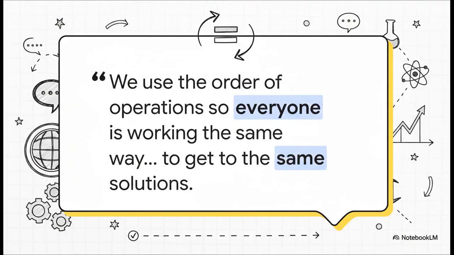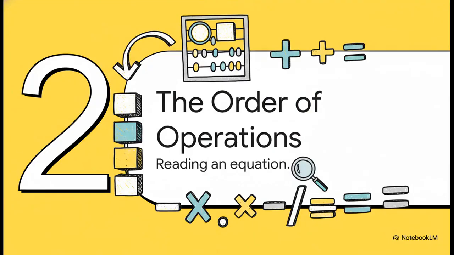And this quote from Math with Mr. J just hits the nail on the head. The goal is super simple. Get everyone on the same page. It's a universal standard that cuts through all the confusion, and that allows for real collaboration and scientific progress. So how do we read that story the right way? Well, the answer is the order of operations.